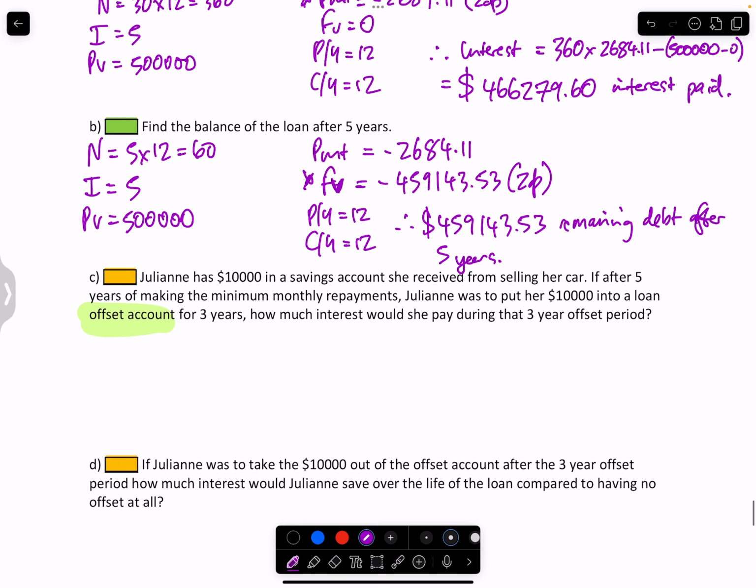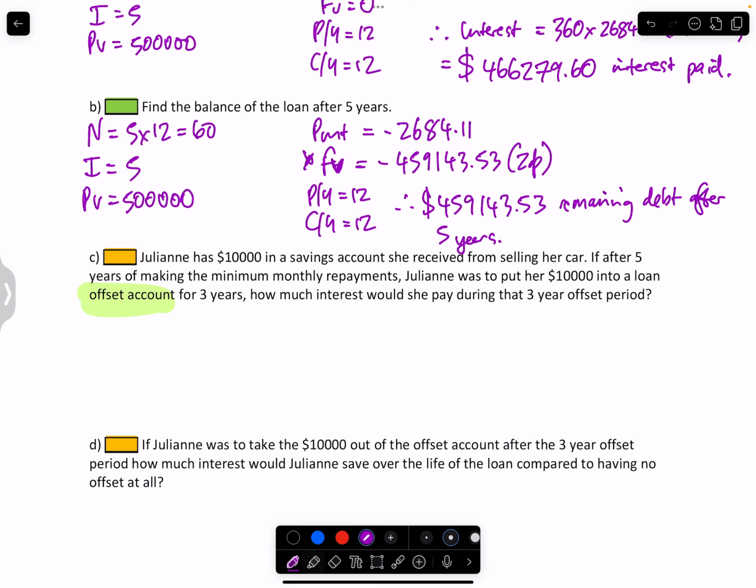Julianne has 10,000 in a savings account she receives from selling her car, 10 grand. If after 5 years of making the minimum monthly repayments, Julianne put her 10 grand into an offset account for 3 years, how much interest would she pay for that 3-year offset period? So, N, 3 years times 12. She's going to have an offset for 36 months. The interest rate is 5, PV. She's been paying normally for 5 years, so she got her debt down to 459,143.53.